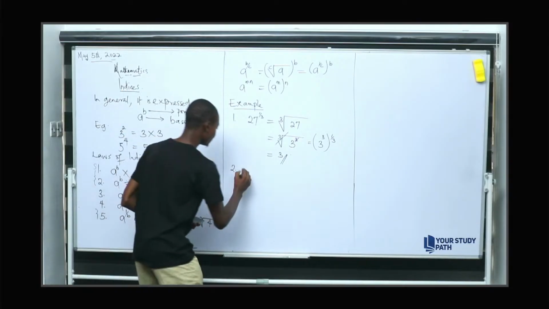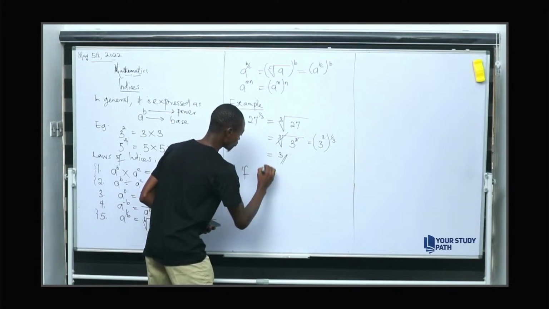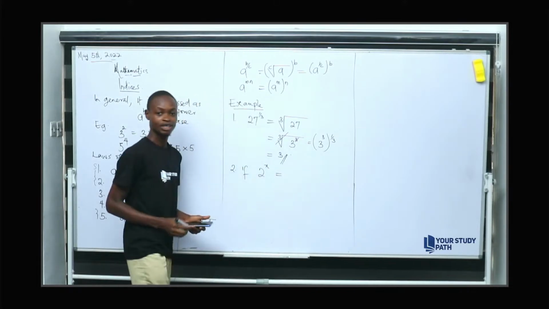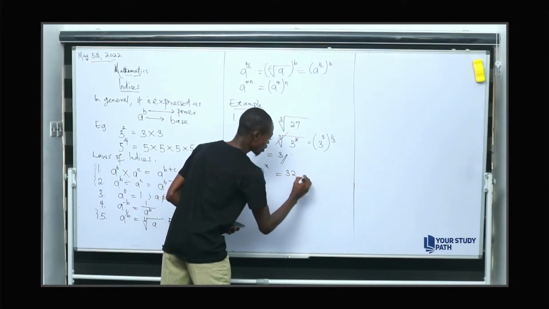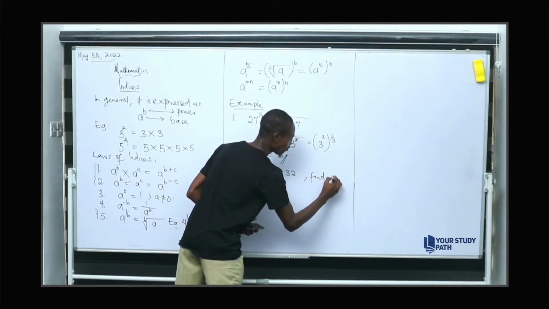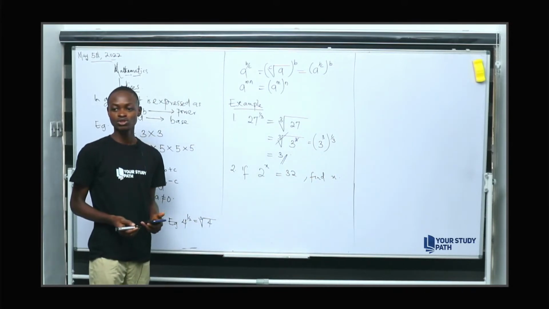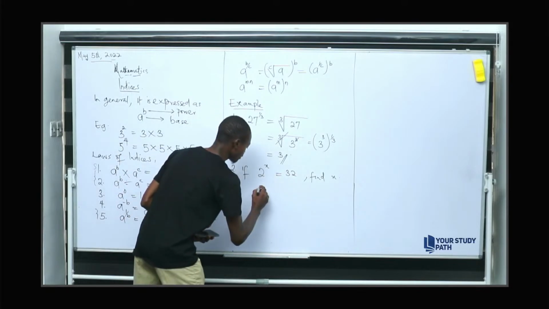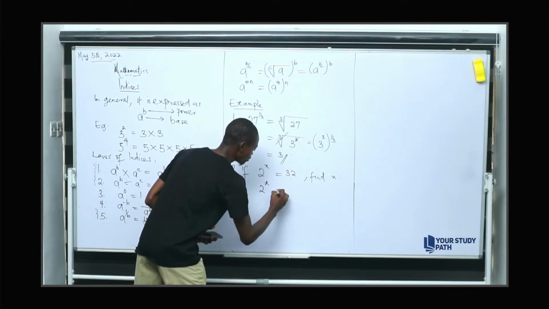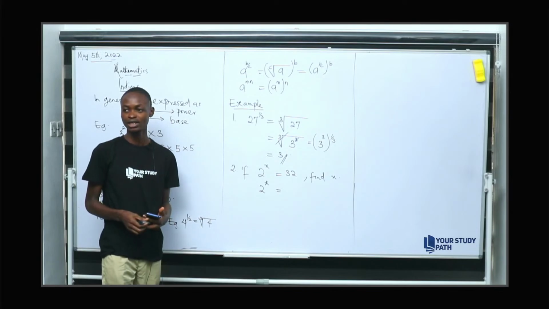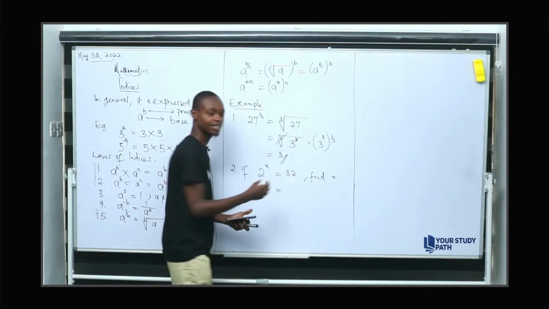If you have 2 raised to the power x equal to 32, and we are to find the value of x, what do we do? Simply, we just have to look at both sides. The left-hand side is 2 raised to the power x. We can't really work much on that. But the right-hand side is 32.